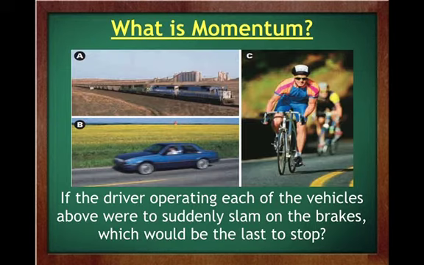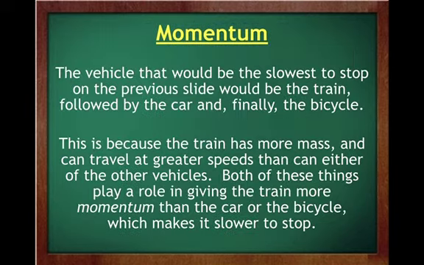Okay, so when we talk about momentum, let's start with a situation. If the driver operating each of the vehicles above were to suddenly slam on the brakes, which would be the last to stop? You have here A, someone driving a train, B, someone driving a car, and C, someone driving a bike. The one that's going to take the most time to stop is the train. The reason being that it's the heaviest and it would most likely have been traveling at the greatest speed. So the train has more mass and can travel at greater speeds than the car, which has a smaller mass, and obviously the bike, which has a smaller mass still.